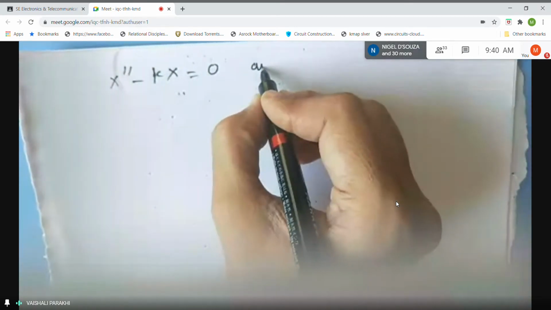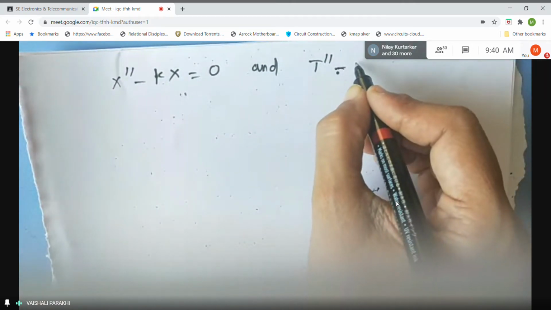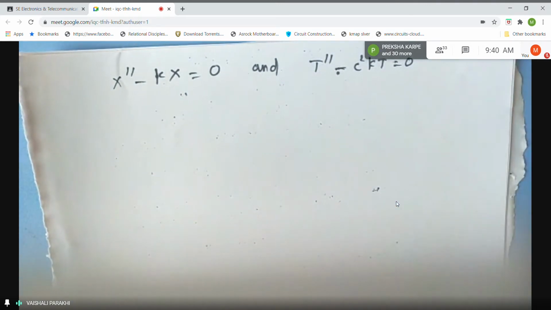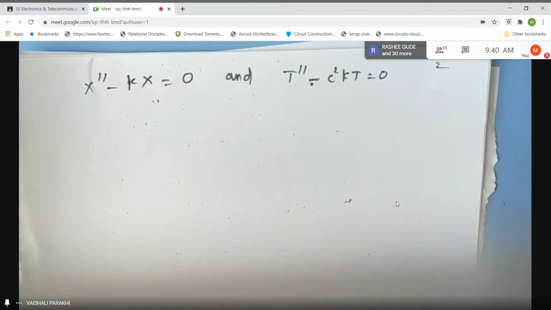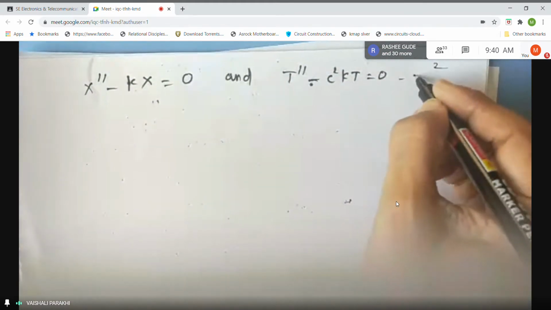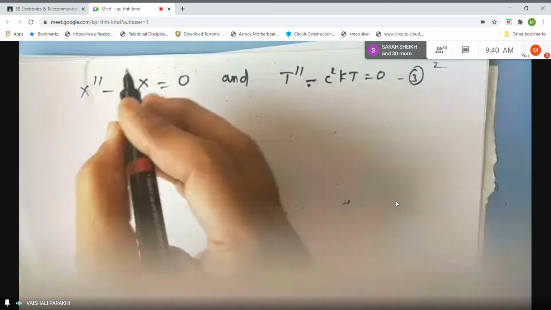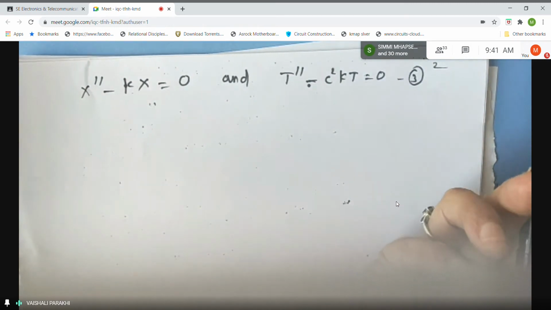And what is the second equation? The second equation is t double dash minus c square kt is equal to 0. So these are the two equations which we already got. Now you need to solve these two equations. How to solve these two equations? Suppose this is the set of equations and the number for this I am giving as 3. So the solution of these two equations will depend definitely on the nature of the value of k, because we don't know what k is, right? We have said that k is any constant.